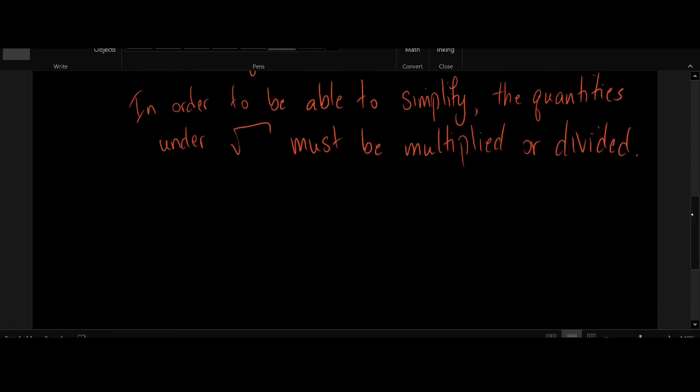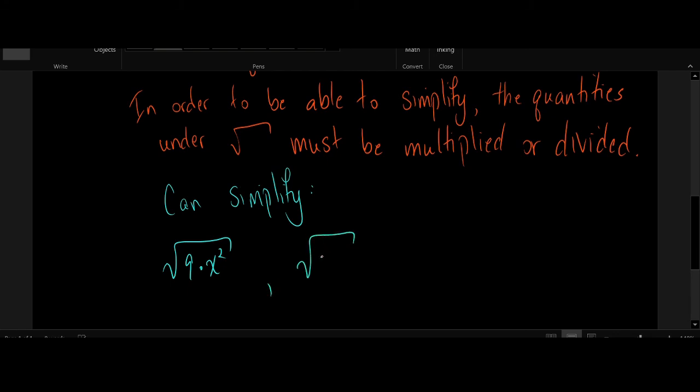So, what would be examples of square roots that we can simplify? Things like the square root of 9 times x squared, or things like the square root of 9 divided by x squared. All of this would be possible to simplify, either multiplied together or divided. And we'll talk about how to handle the division case later in Chapter 9.